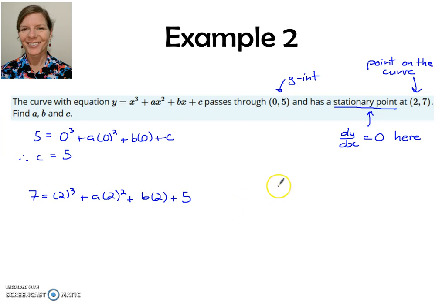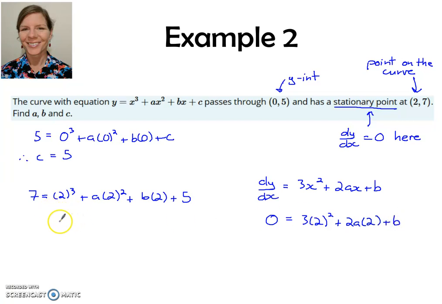Then over this side, if we differentiate it, dy/dx is 3x squared plus 2ax plus b. Now we let that equal 0 when x equals 2: 3 times 2 squared plus 2 times a times 2 plus b. If you switch those all around and do some simplifying.